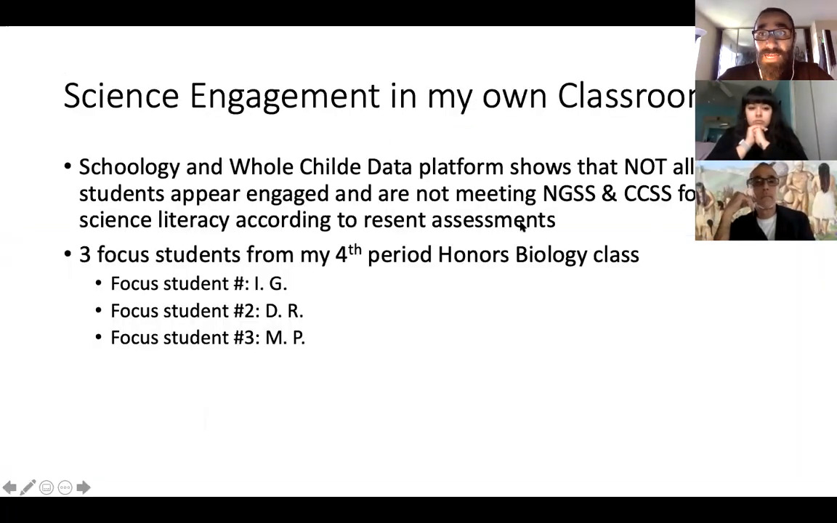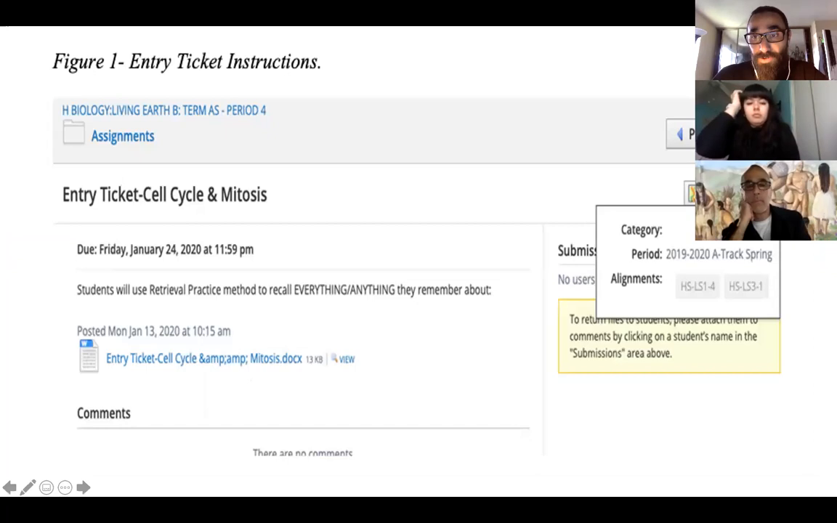In my own class, I picked 3 focus students that I'm going to give the pseudonyms IG, DR, and MP. By looking at Schoology and whole child data, I found that not only are these students struggling on NGSS and Common Core state standards for my classroom for science literacy and NGSS standards, but also they're struggling with engagement overall. So what I did was I first pulled some data from my own classroom.